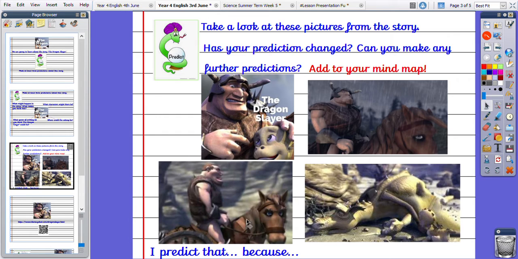And I'd like you to try and give a reason why you're making that prediction. So, I predict that a character is a horse because I can see one in the picture. Okay, so pause the video and add to your predictions.